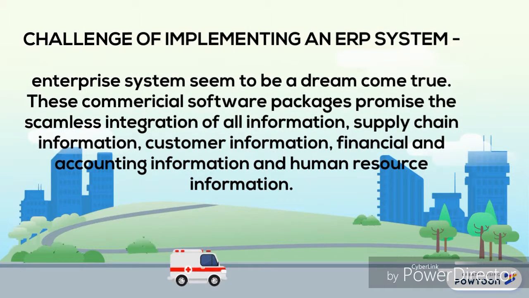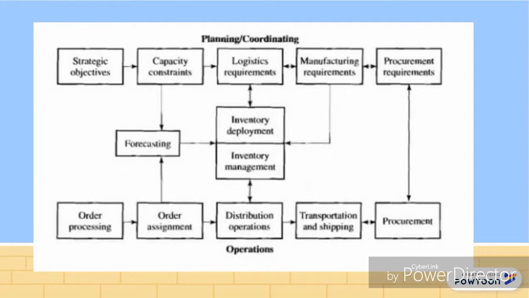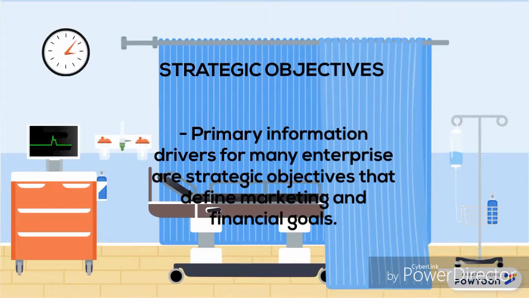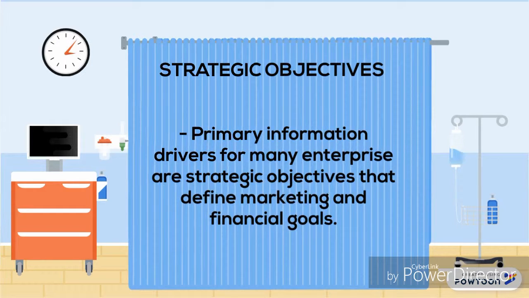Challenge of implementing an ERP system. Enterprise systems seem to be a dream come true. These commercial software packages promise seamless integration of all information. Planning, coordination components, the information system foundation for manufacturers and merchandisers. Strategic objectives, primary information drivers for many enterprises. Strategic objectives that define marketing and financial goals.